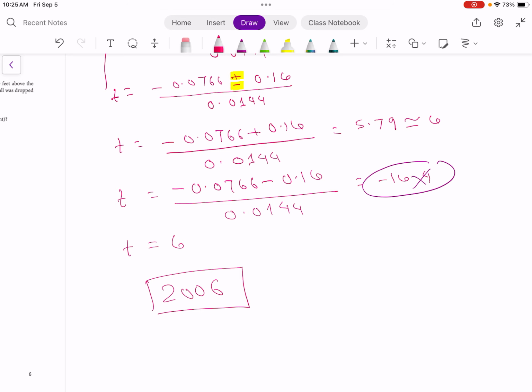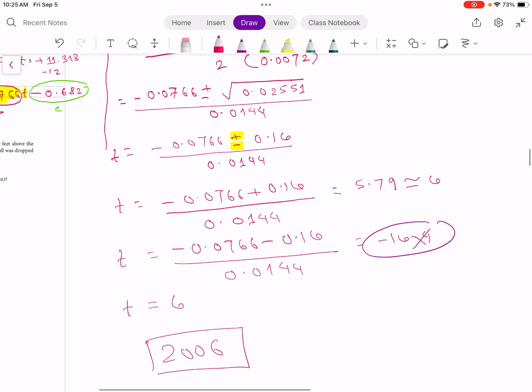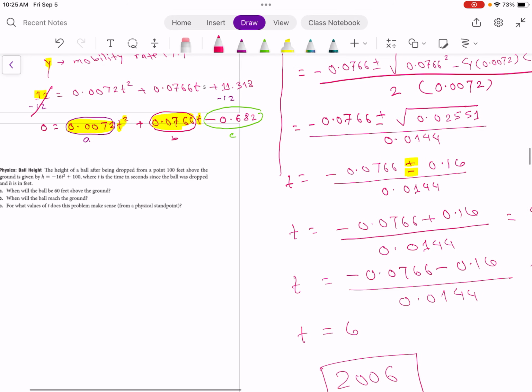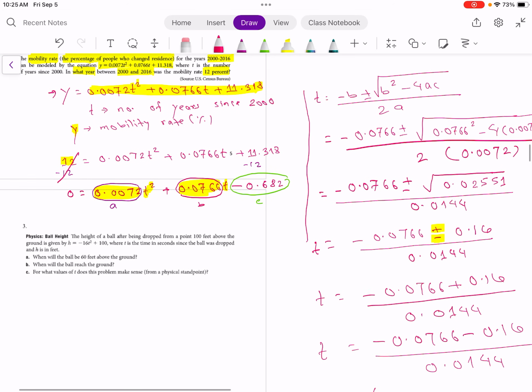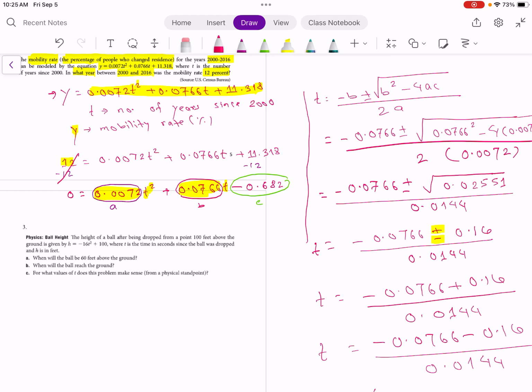Now with this equation, can you make a prediction for the mobility rate for this year? Right now it's 2025, right? Using this equation, can you find the mobility rate for 2025? Which variable are we trying to find at first? We are trying to find y or t. We are trying to find the mobility rate, which means we are trying to find y, right?